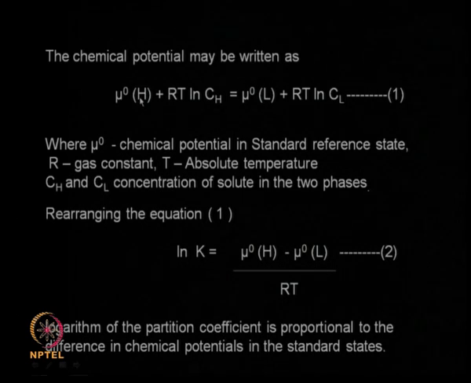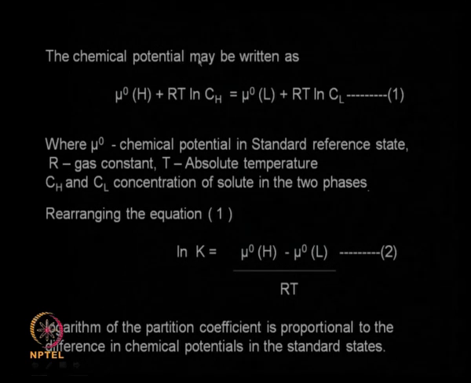So the chemical potential mu H can be written as mu naught H plus RT ln CH, that is the concentration of the solute in the heavy phase. This is equal to mu naught L plus RT ln CL, that is the concentration of the solute in the solvent phase or the lighter phase. Now mu naught is called the chemical potential under the standard reference state. As you know, in thermodynamics we always make our calculations starting from a standard reference, so that is why we call it mu naught, and R is the usual gas constant and T is the temperature.